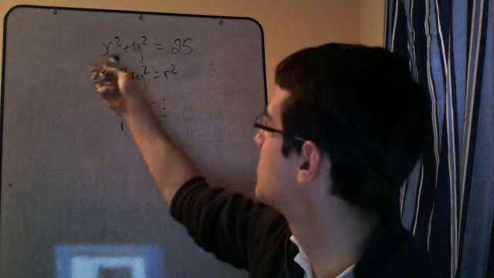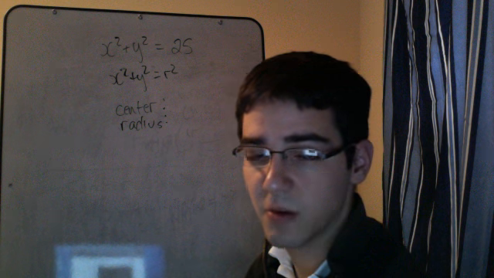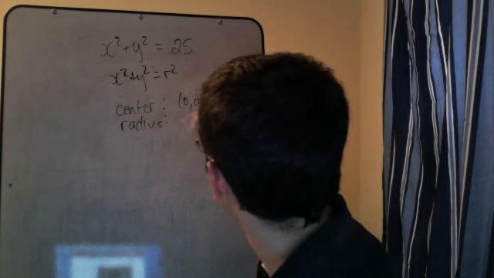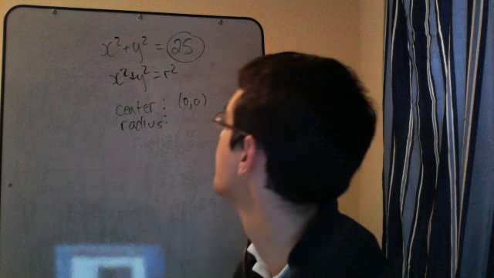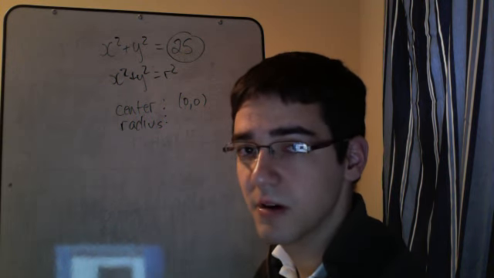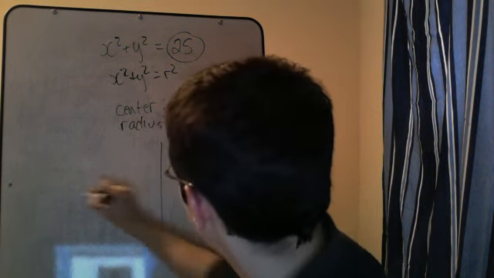If you remember earlier, when there is nothing attached to the x squared and the y squared, the center's at (0, 0). And the radius is the square root of this number right here. The square root of this number, you all should know, is 5. So we have everything we need, so let's go ahead and draw our coordinate plane.